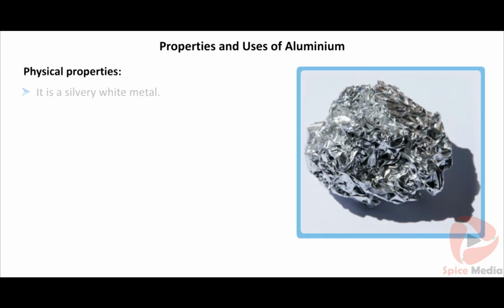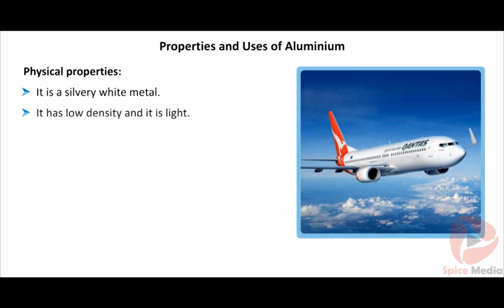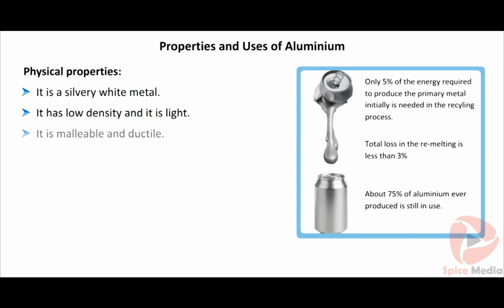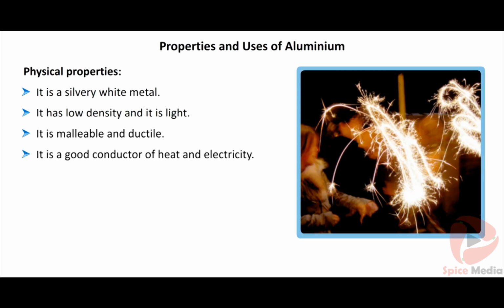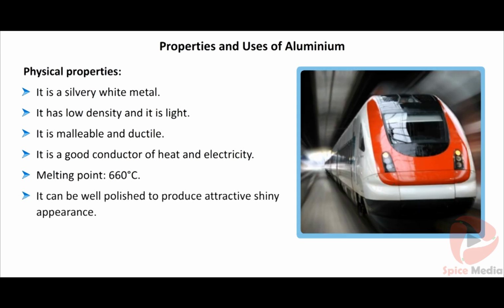Physical properties. It is a silvery white metal. It has low density and it is light. It is malleable and ductile. It is a good conductor of heat and electricity. Melting point is 660 degrees Celsius. It can be well polished to produce an attractive shiny appearance.